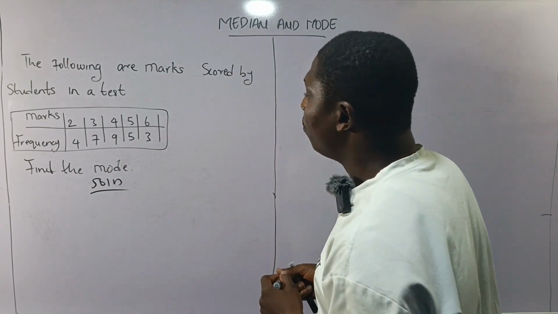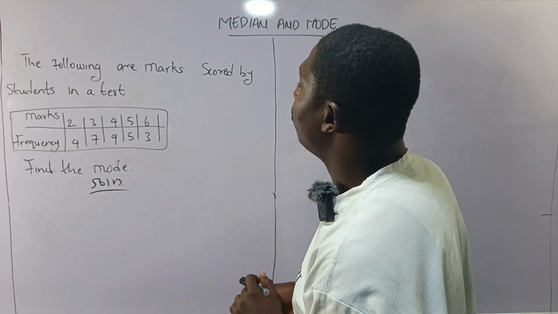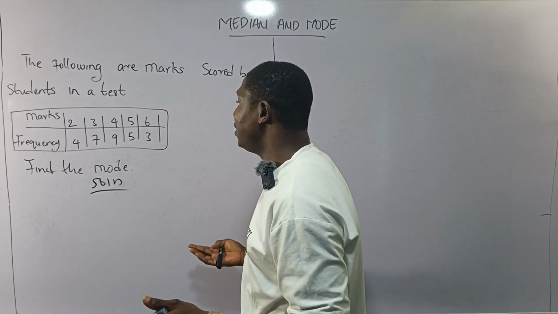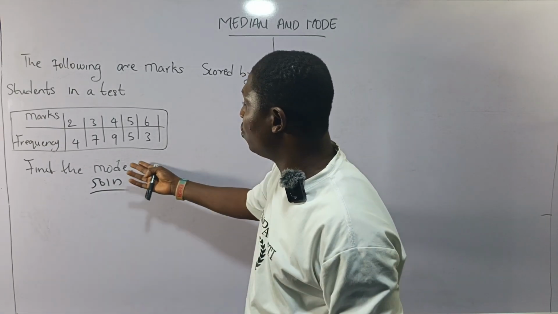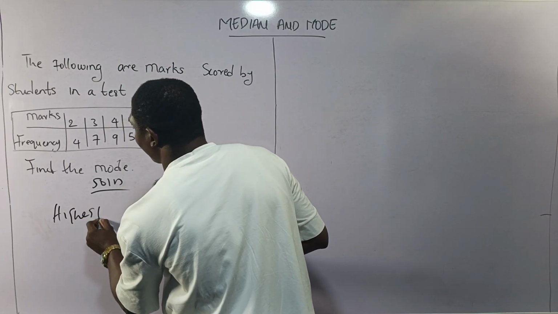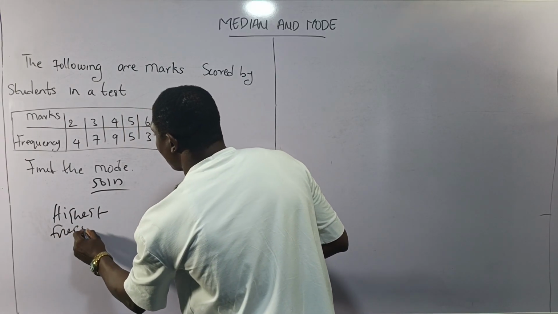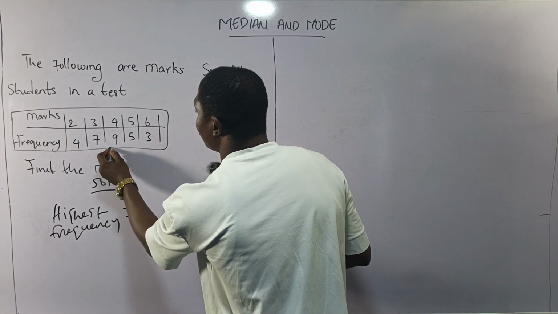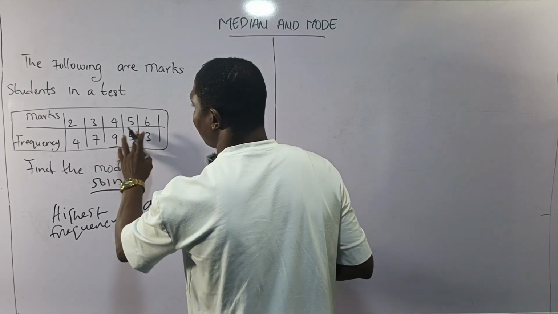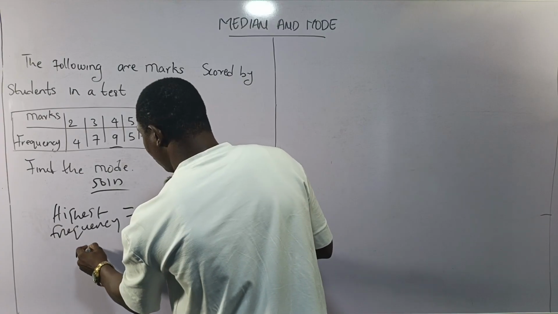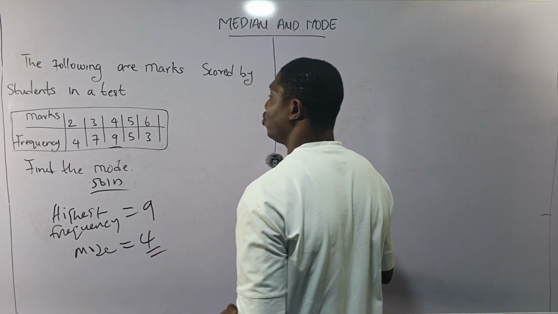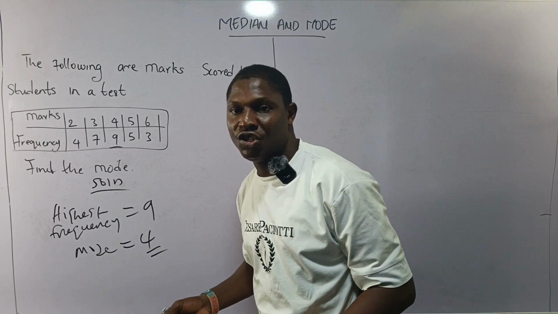What is mode? Mode is simply the item, be it a number or mark, with the highest frequency. And the highest frequency here is 9. 9 is the highest value for the frequency. And the mark that corresponds to 9 is 4. So the mode here is equal to 4. It can also be called the modal score, remember. Thank you.